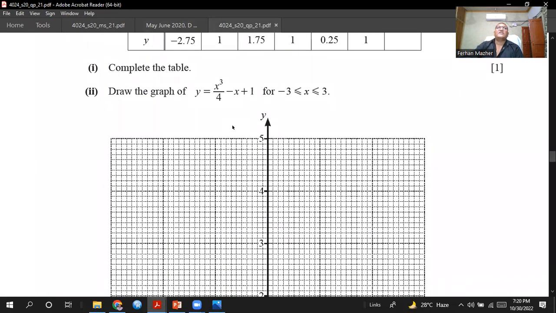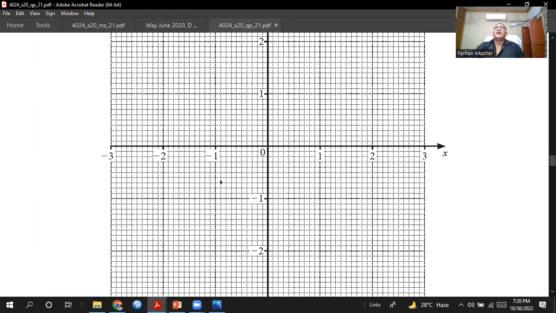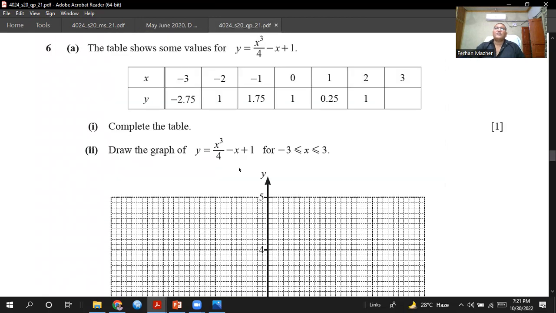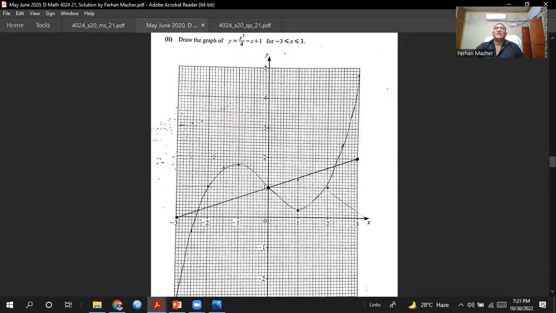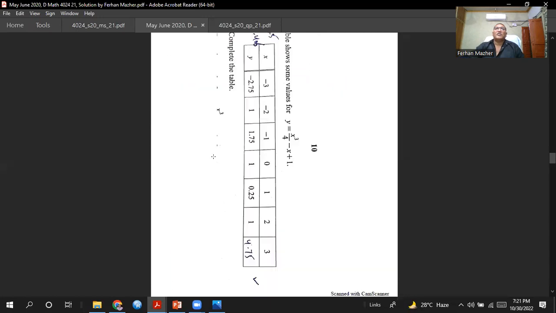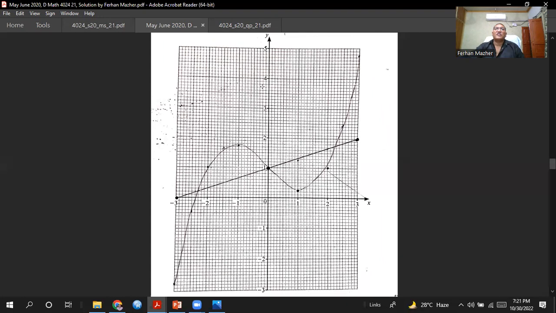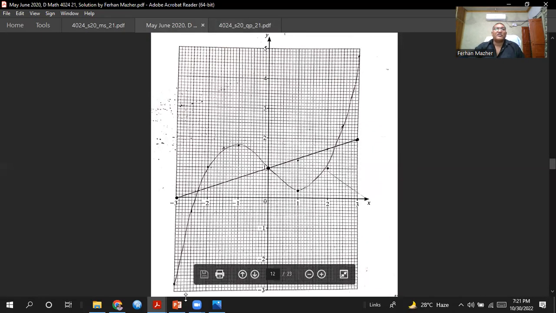Okay, now the next question is to draw the graph of this, and the table is given from -3 to 3. The x values are given. The grid is already calibrated. You simply have to plot these points. So I am going to plot these points. At -3, I will put -2.75. So this is that point.